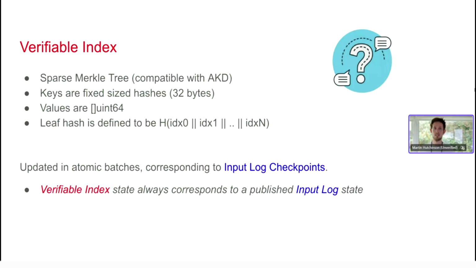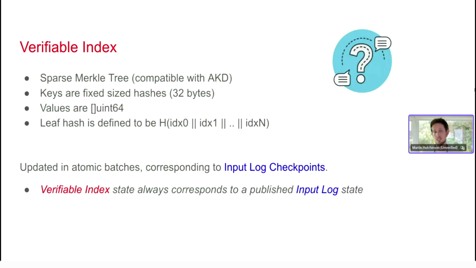But what is the index itself? Well, the version we have at the moment is a sparse Merkle tree. It's actually compatible with AKD. It's fully ported their code across into Go, which is great. That said, we're looking at other data structures at the moment that might allow us to go quite a lot faster. So these things, again, might change, hence the icon there in the top right.